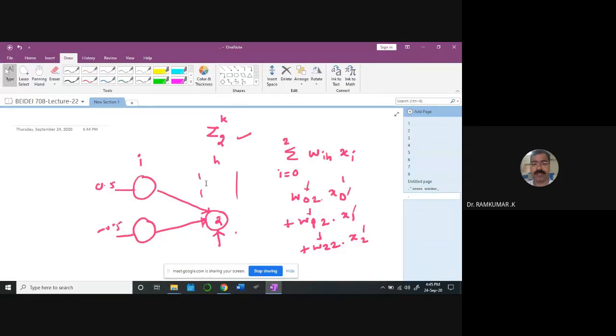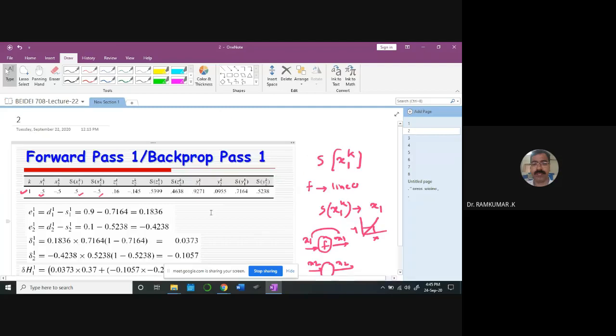Everybody with me? Does anybody want me to repeat this step? Is all right? You understood? So that's what we are computing, Z2K. And then whatever value you obtain, you pass it through the sigmoid function. For the first case, I'm going to do it.